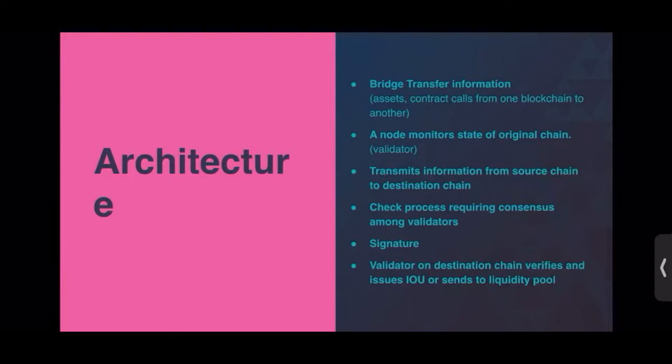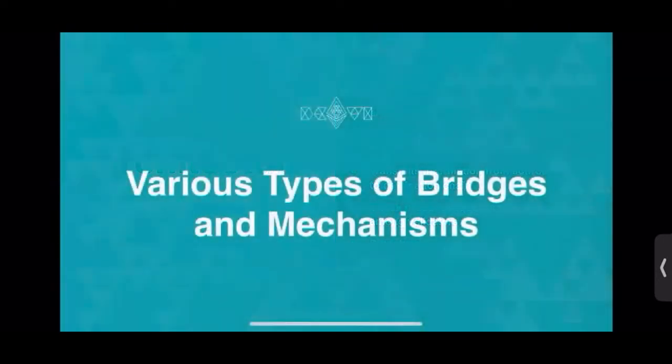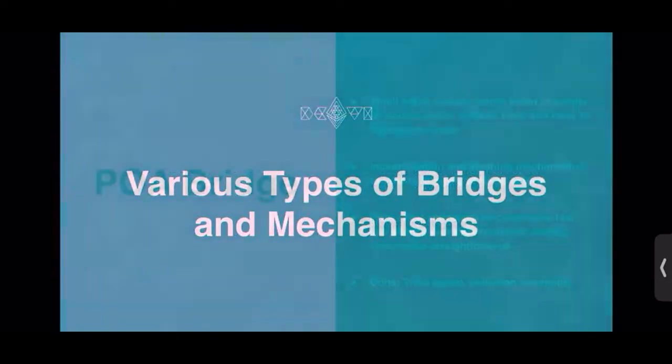Now, there's another way to do it, which is through a liquidity pool. Automated market makers would do this process. Now, there are different types of bridging mechanisms.